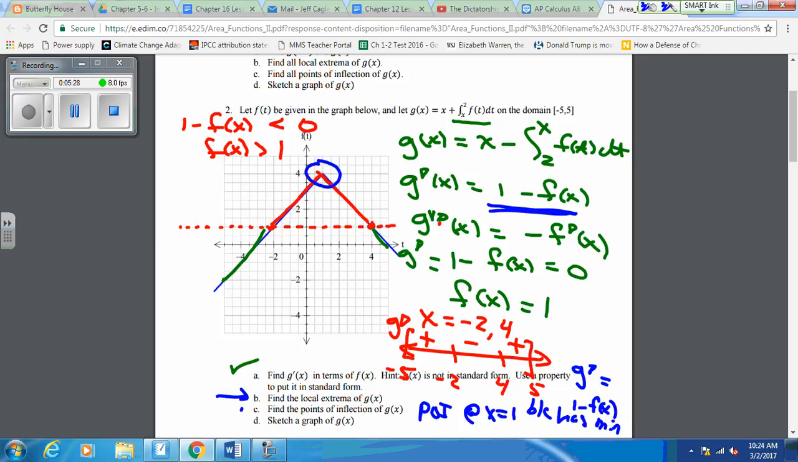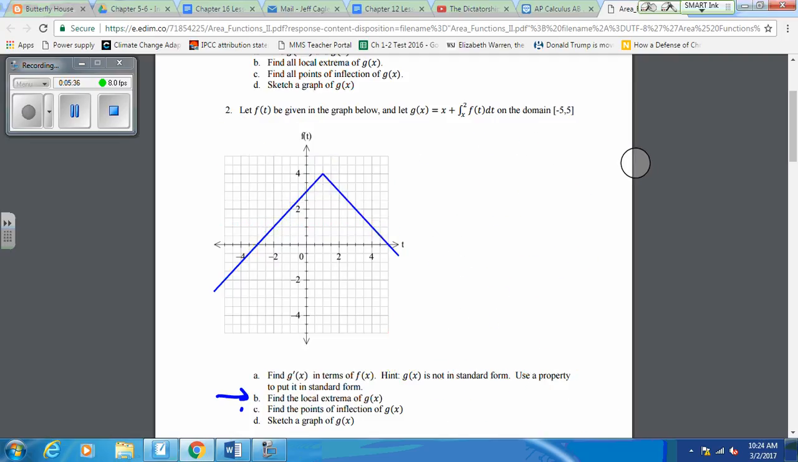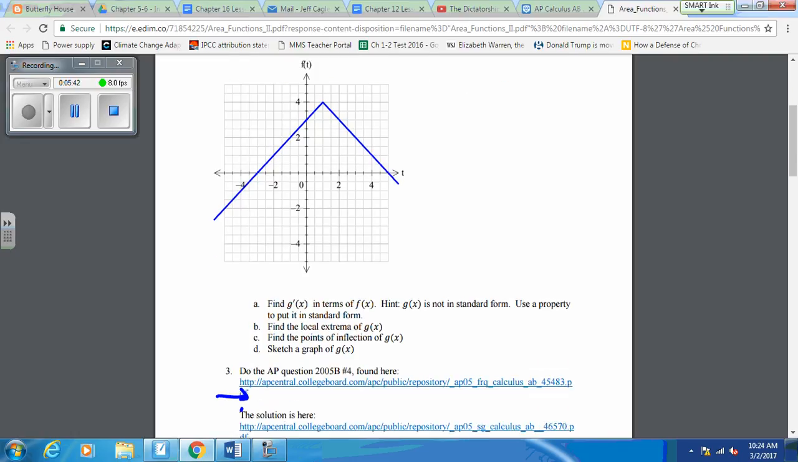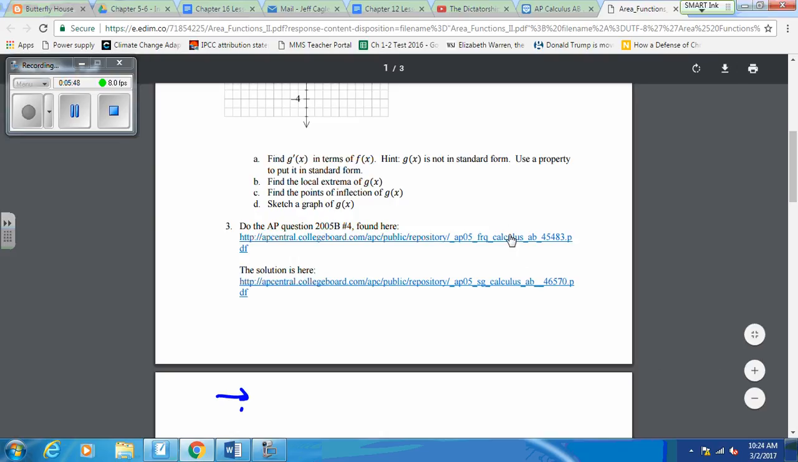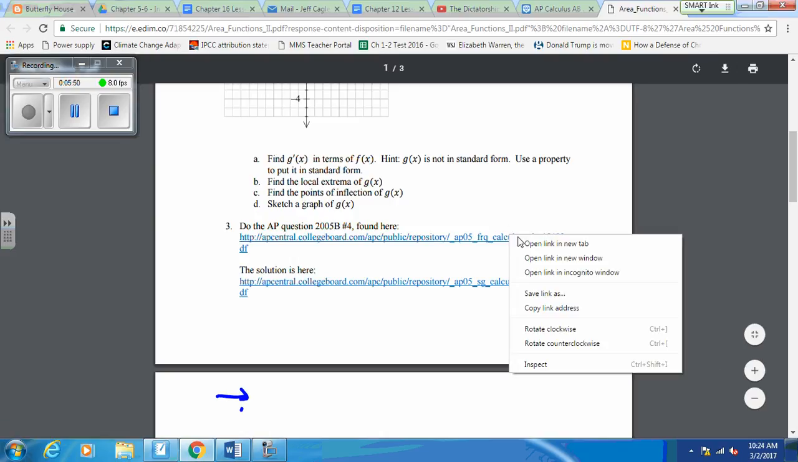Number 3, which was an AP problem, was very, very similar to this. Were all of you able to click through the links and find both the problem and the solution? Okay. Yep. Let me show you how to work this.